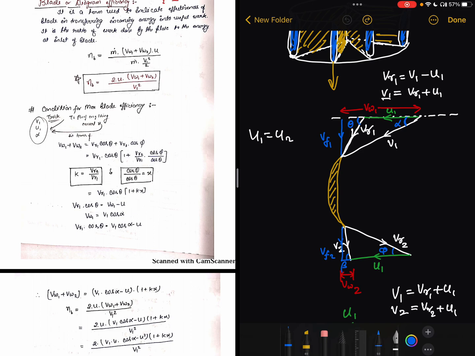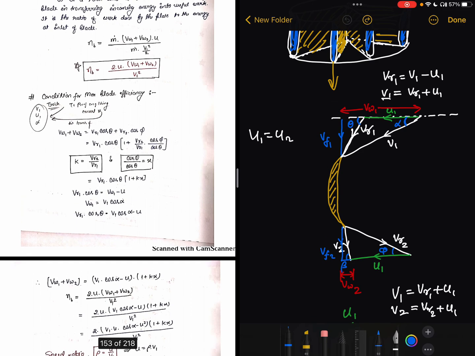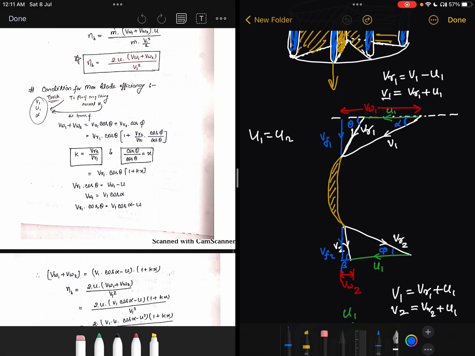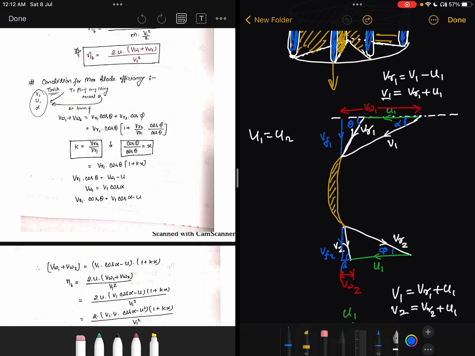If we define Vr2 upon Vr1 as k, because this is the frictional coefficient, and cos phi upon cos theta as another term, it is also constant. Both are constants because these are the blade angles. So Vr1 cos theta times (1 plus kx).